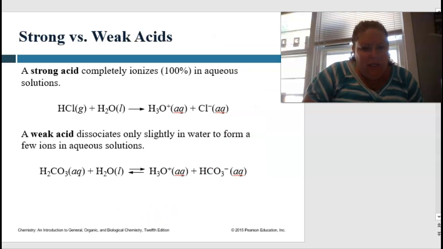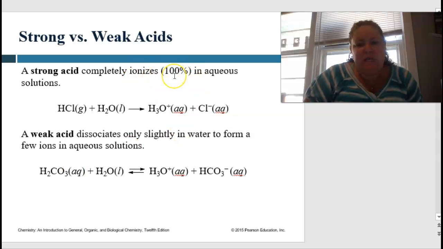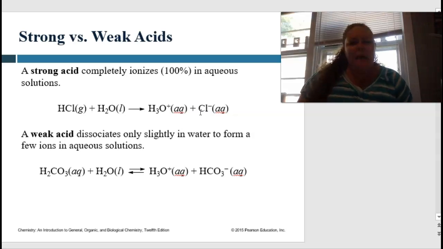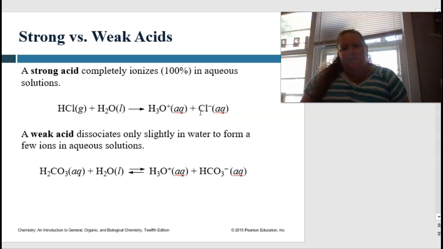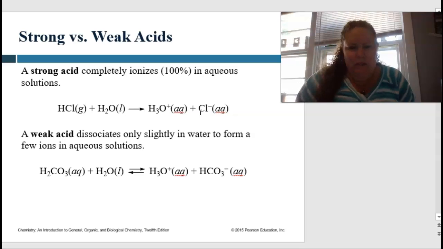Looking at these equations, a strong acid completely ionizes, 100%, in aqueous solutions. Here's an example: HCl plus H2O, or water, turns into H3O+ and Cl-. A weak acid dissociates only slightly in water to form a few ions in aqueous solutions. An example is H2CO3 plus H2O. And again, point out that these can go both ways, and that can end up equaling H3O+ and HCO3-.